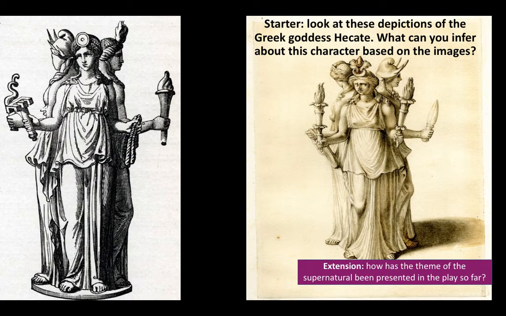So if you take a look on your screen, I'm giving you two images here that depict the Greek goddess Hecate. And I just want you to take a look at them and try and see what are some of the things that jump out at you. So if Hecate is supposed to be one goddess, in both of these pictures, obviously you'll be able to see that there are three women. And it's almost the idea of this three in one. Take a look at what all three images of this one person have on their heads and what they're holding. Take a look at their facial expressions.